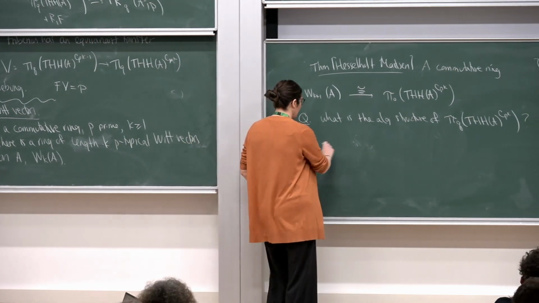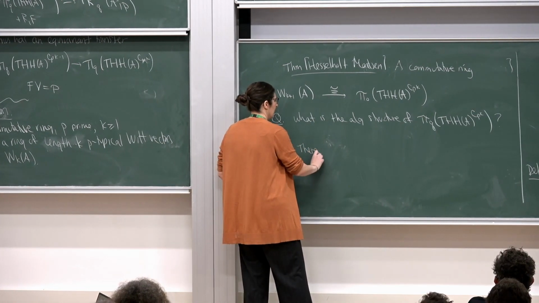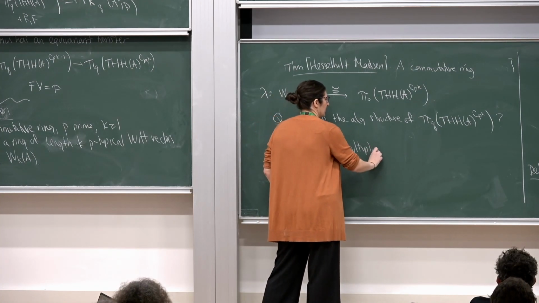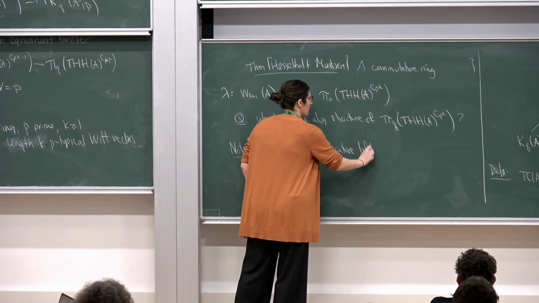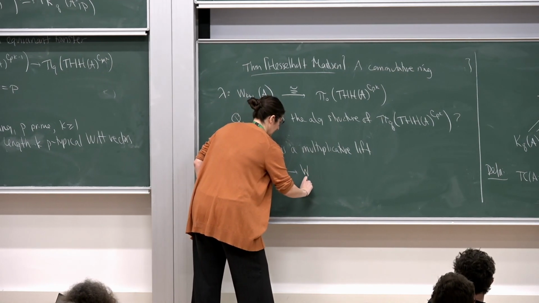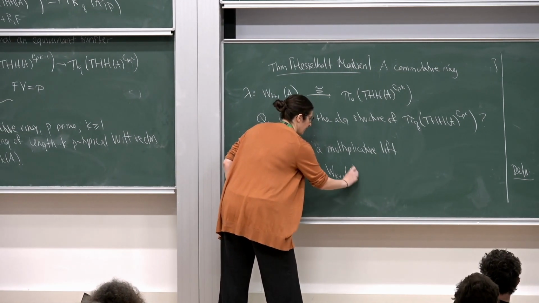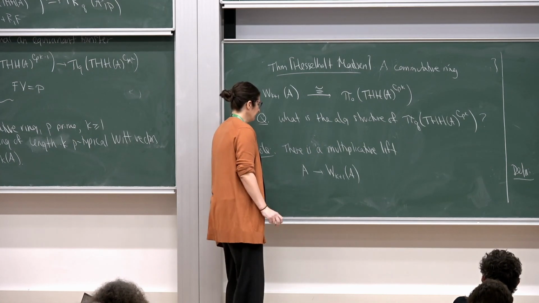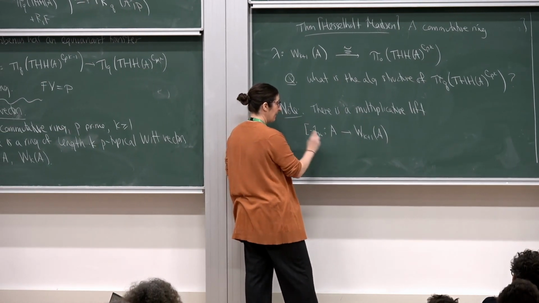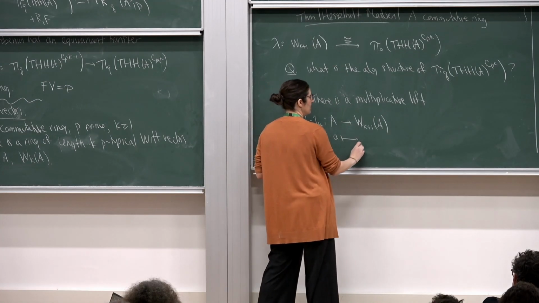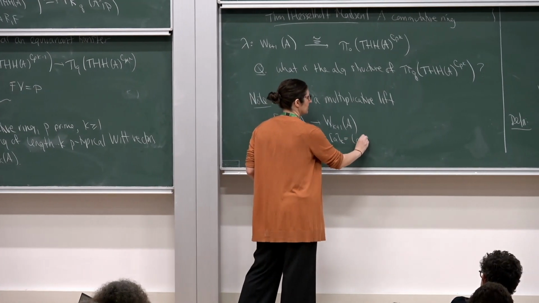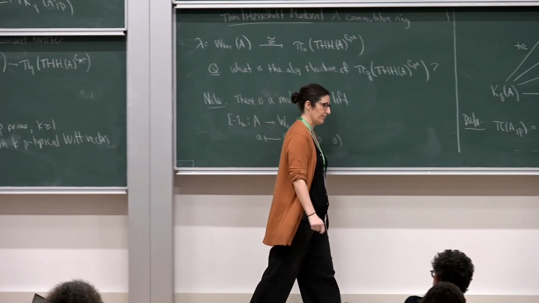But the Witt vectors also have what we might call a multiplicative lift. There's a map from the ring to the length k plus 1 Witt vectors on A. And this map, I'm going to call it bracket sub k. This map sends a to a sub k, which is just (a, 0, 0, 0, 0, 0).